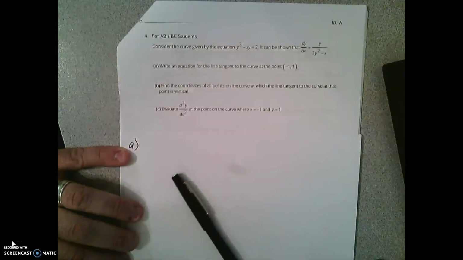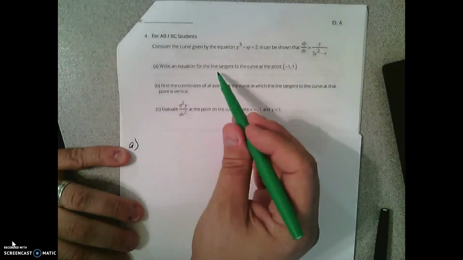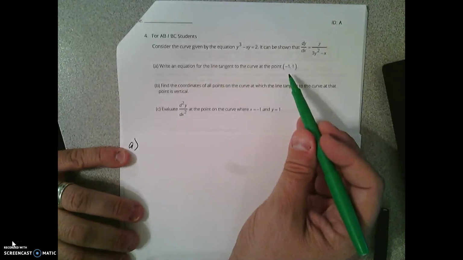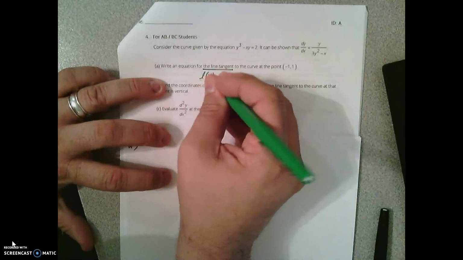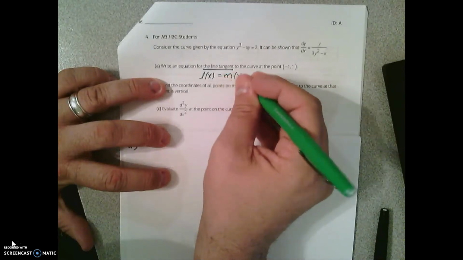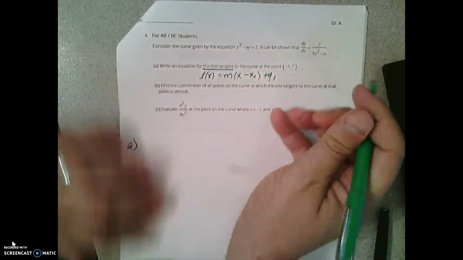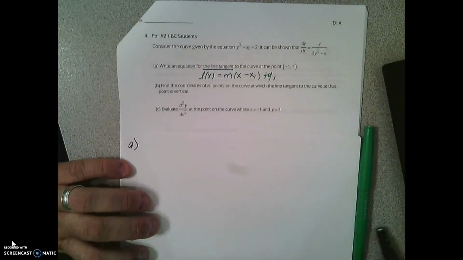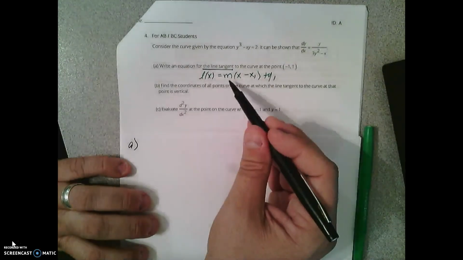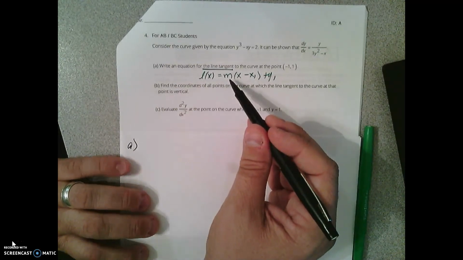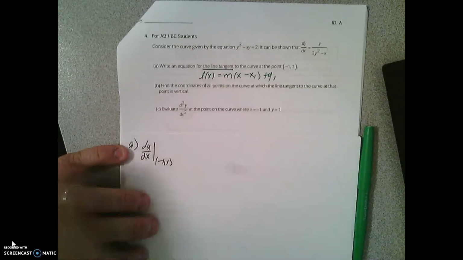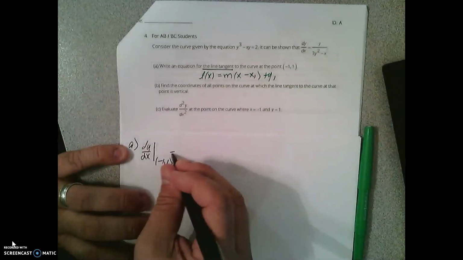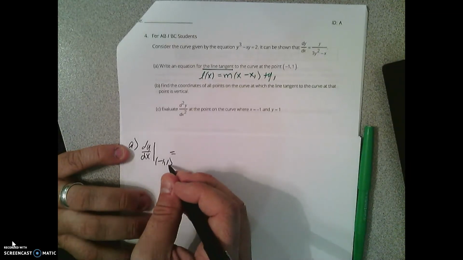In part A, we're told to write an equation for the line tangent to the curve at the point (-1, 1). Equation of the tangent line, you need a point and you need the slope. When you write your final answer, you'll write it in the form L(x) equals m times (x minus x1) plus y1. Where does the slope come from? The slope is the derivative. Specifically, we need the derivative at the point (-1, 1). So x is equal to -1, y is equal to 1.